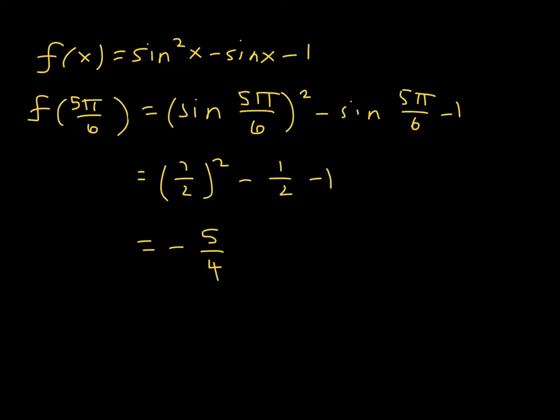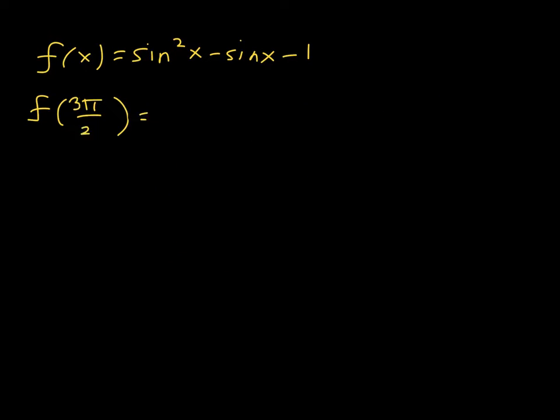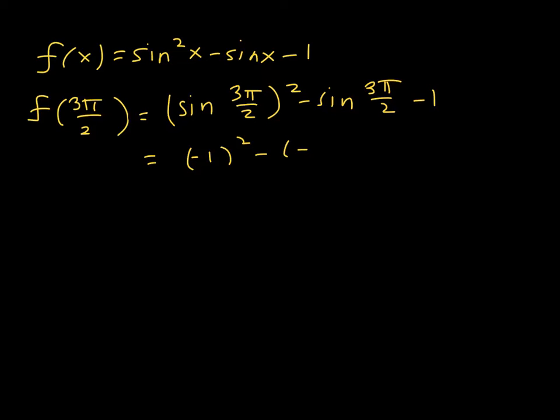The next critical point is 3 pi over 2. So this will be sine of 3 pi over 2, quantity squared, minus sine of 3 pi over 2, and then minus 1. Sine of 3 pi over 2 is negative 1, so it's negative 1 squared minus negative 1 minus 1. So it's positive 1 plus 1 minus 1, which is 1. So the function has a maximum value of 1 at 3 pi over 2.